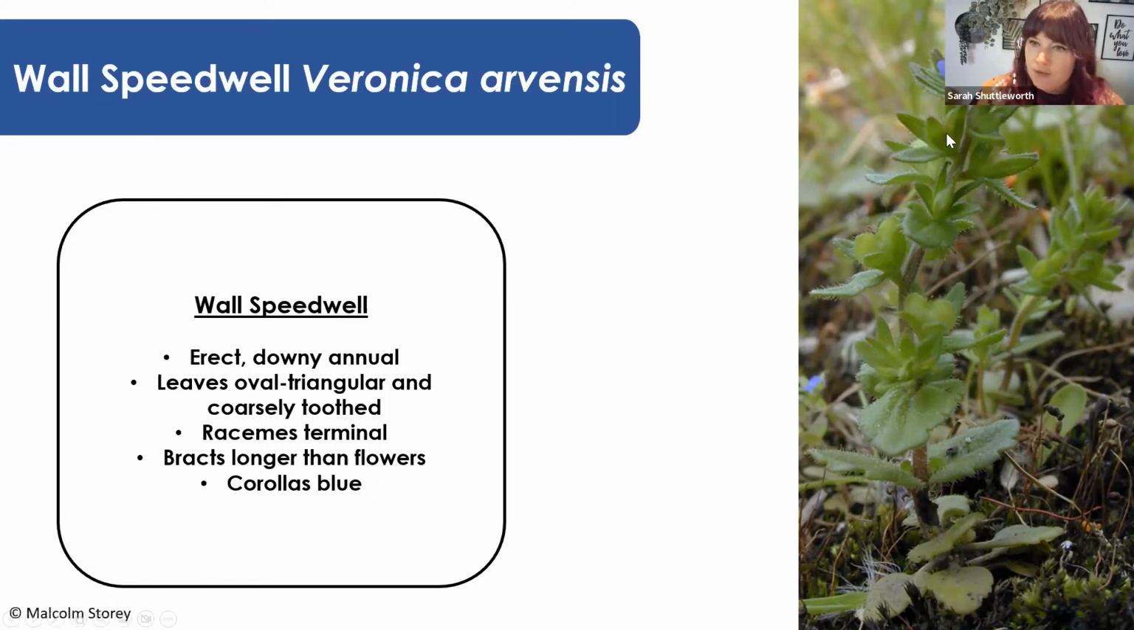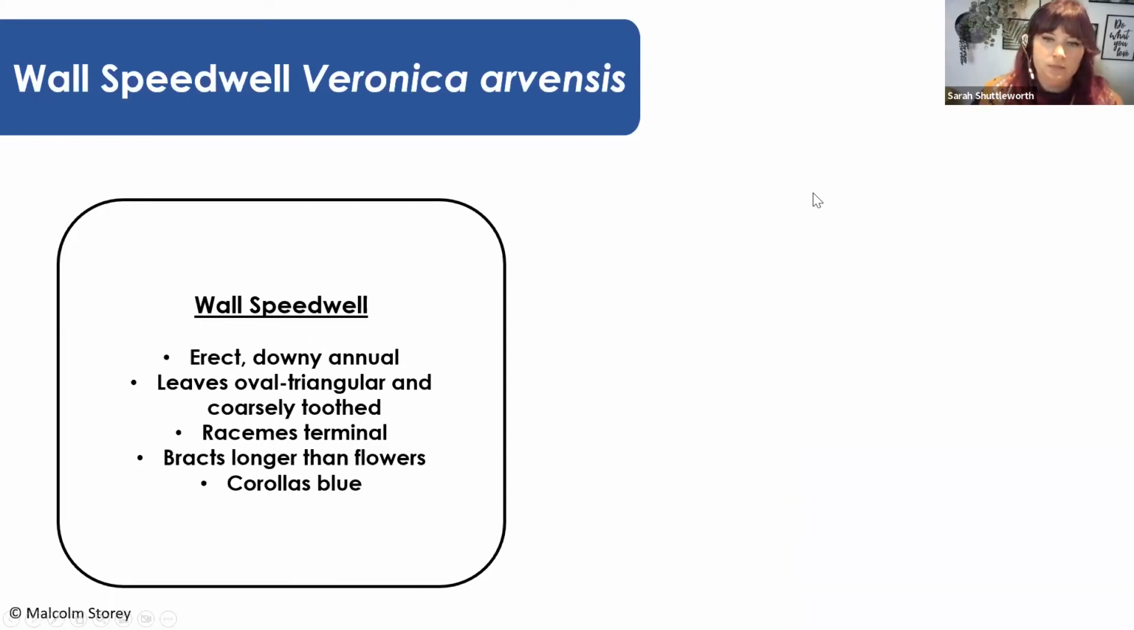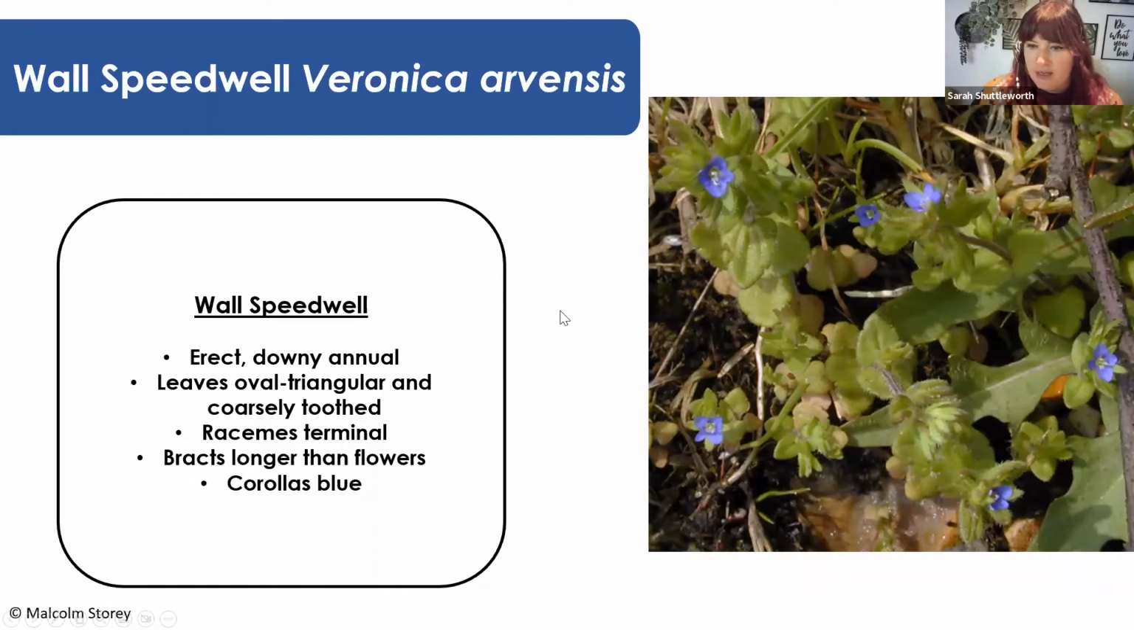The racemes of flowers are terminal at the end of the flower, and the bracts are longer than the flowers themselves. So bract is a way of describing extra leafy parts of a plant that aren't true leaves, but they're not part of the sepals or anything to do with the actual flower structure itself. But essentially the bracts, which are these bits up here, are longer than the flowers. And importantly, the corollas are a really blue color. So then you're not going to confuse it with the Heath Speedwell. You can just see how blue they are there.